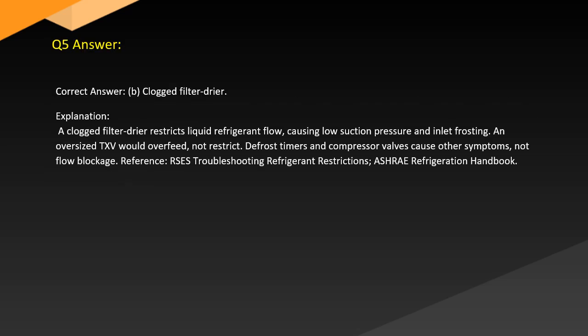Answer. Correct answer: B. Clogged filter dryer. Explanation. A clogged filter dryer restricts liquid refrigerant flow, causing low suction pressure and inlet frosting. An oversized TXV would overfeed, not restrict. Defrost timers and compressor valves cause other symptoms, not flow blockage. Reference: HVACR troubleshooting refrigerant restrictions. ASHRAE Refrigeration Handbook.